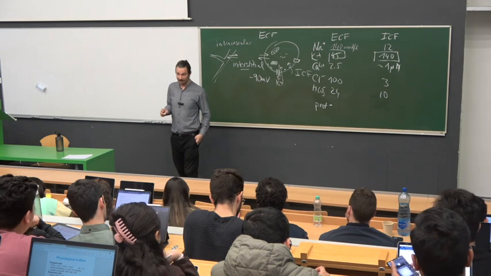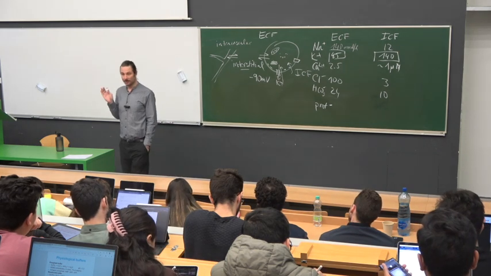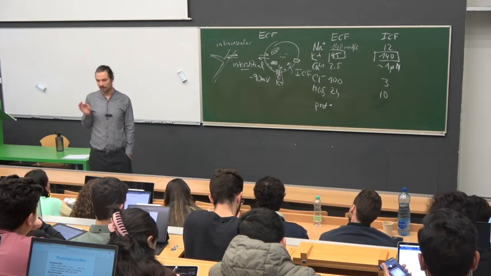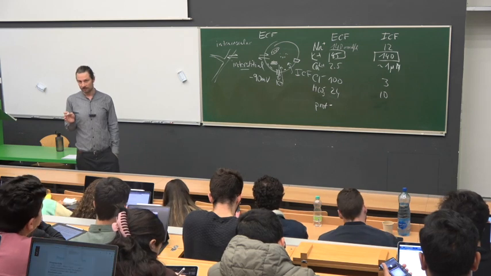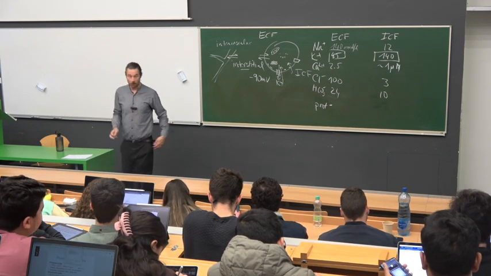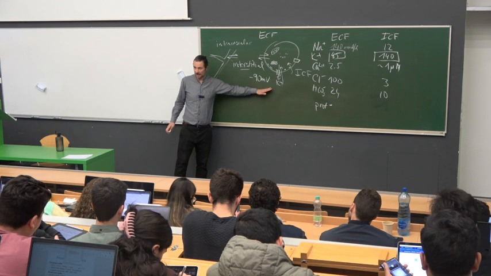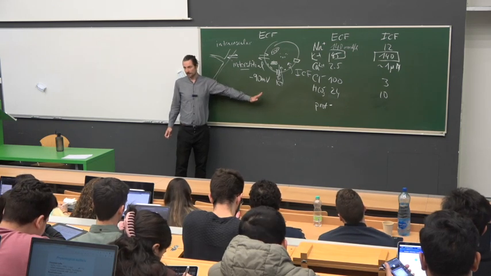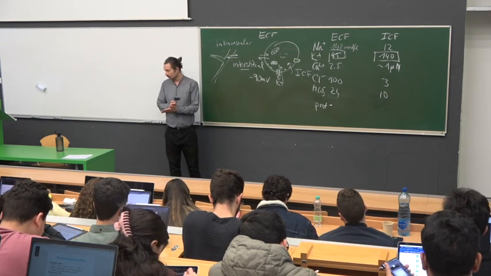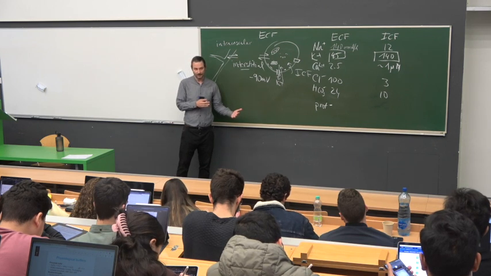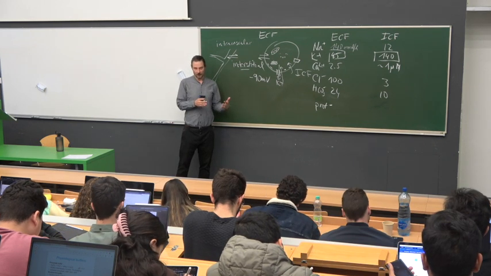So minus 90 millivolts is what we call the equilibrium potential for potassium. So it won't go any further than minus 90. There it will stop. It's the equilibrium potential. It will not become more negative. Okay?